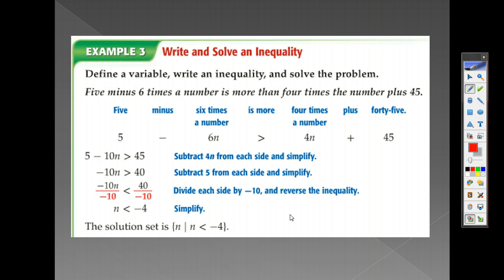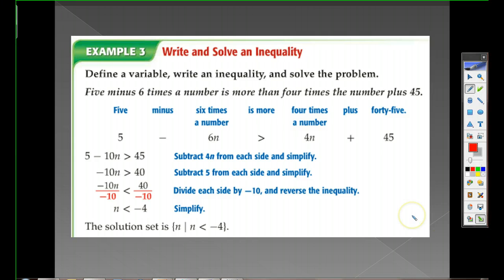Alright, hopefully you're done with your turn number 1. Let's go over example number 3. Write and solve an inequality. Define a variable, write an inequality, and solve the problem. 5 minus 6 times a number is more than 4 times the number plus 45.